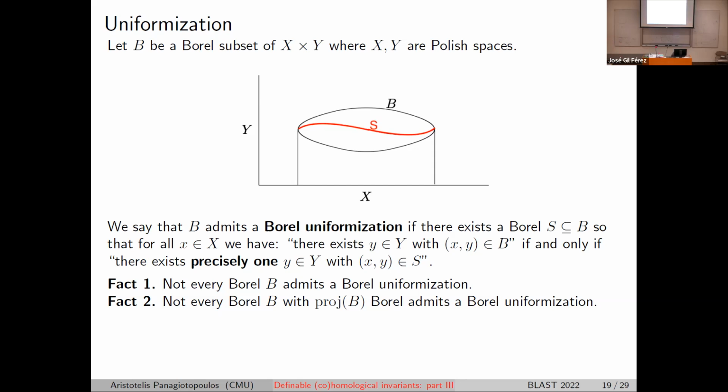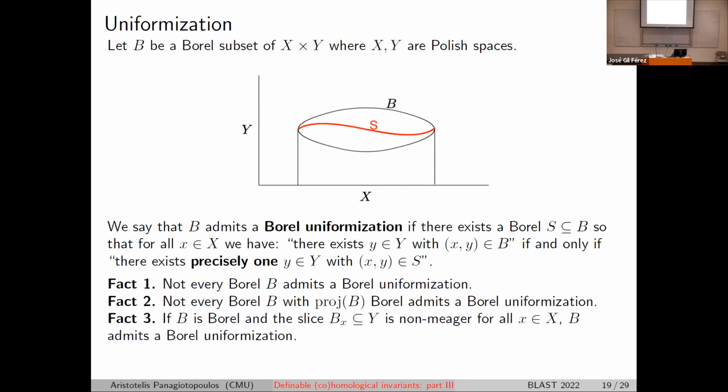Okay, so the situation is messy, right? But here's the important fact, and this is often called uniformization with large sections. If you have a Borel set so that its fiber is large, what does large mean? It means non-meager. Then you can find the Borel uniformization.